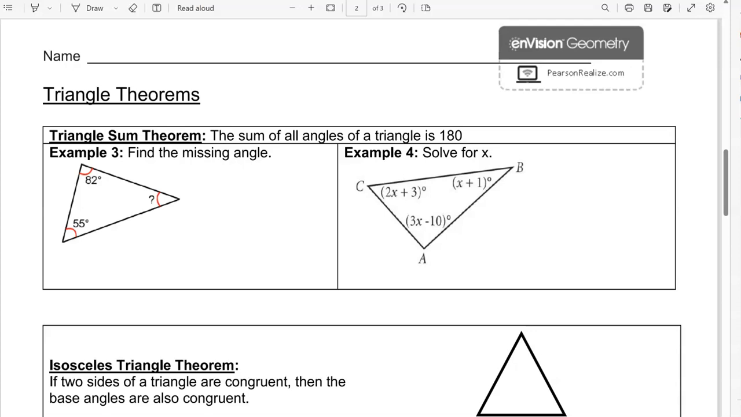In part 2 of our geometry basics, we are going to look at some triangle theorems. There are 3 triangle theorems that you need to be aware of for this unit, and that will come into play for all remaining units.